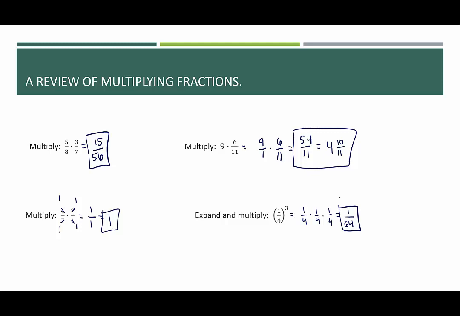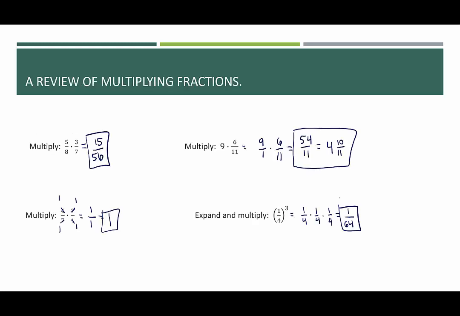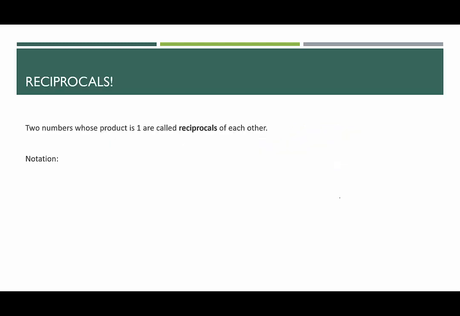Okay, so now that we've had this delightful intermission of multiplying fractions, why do we need that? Oh, because it's going to help us with reciprocals. Two numbers whose product is 1 are called reciprocals of each other. Oh, there they are. So we had that 4 over 7 and the 7 over 4. That would be a pair of numbers that are reciprocals of each other.